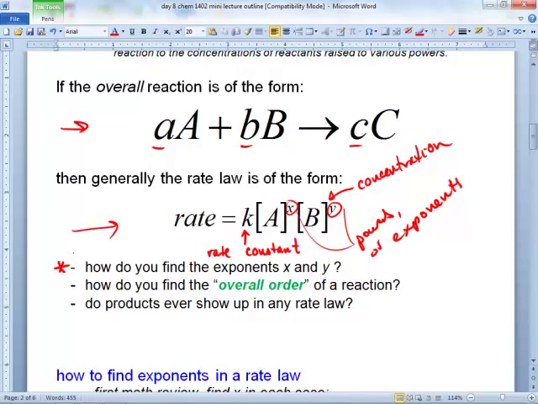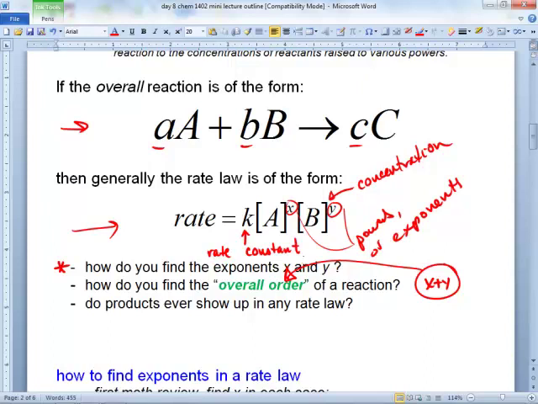Once you figure out what the X and Y are, if you just add them up, that's what the overall order is. So once you figure out the rate law and the little exponents, add up the exponents, and that's the overall order. So X is the order of reactant A, Y is the order of reactant B. That would be the terminology. Overall order would be X plus Y. From what you've seen so far, Brandy, does it look like products will ever show up in a rate law? No. So don't ever do it.